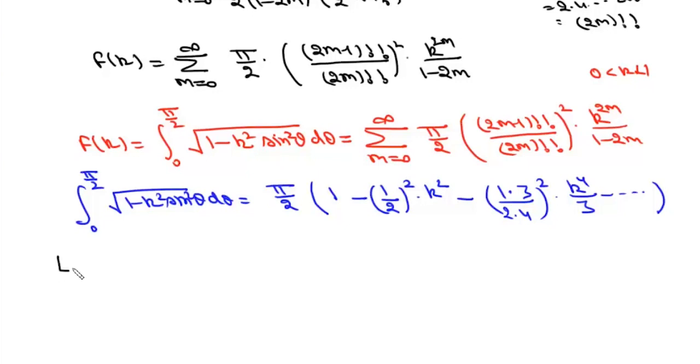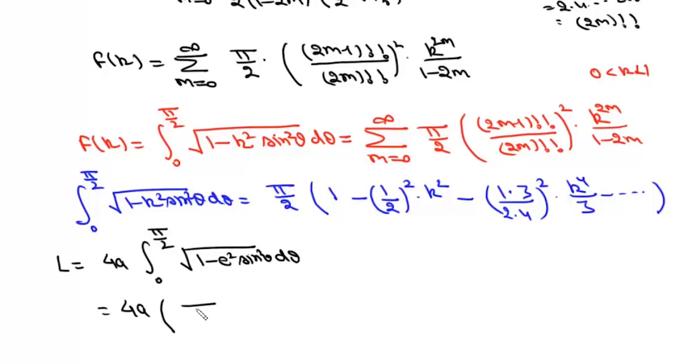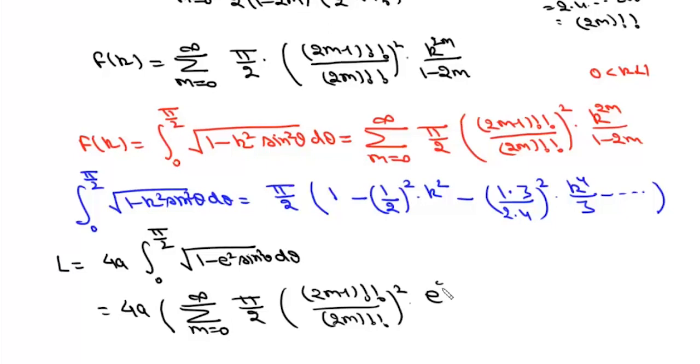Now we'll come back to the point from where we have started. We know that the perimeter of an ellipse is given by 4a into this integral from 0 to pi by 2 of under root of 1 minus e square sine square theta d theta. And once we know the result of the elliptic integral of the second kind, then we can write this formula as 4a into this summation m varies from 0 to infinite, pi by 2 into double factorial of 2m minus 1 upon double factorial of 2m whole square, e to the power 2m upon 1 minus 2m, and that is the formula for the perimeter of an ellipse.